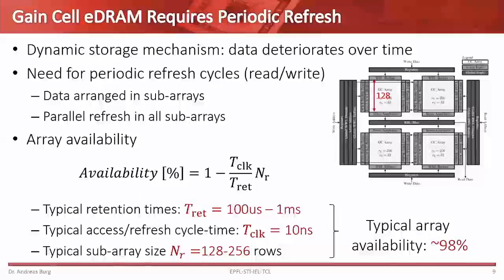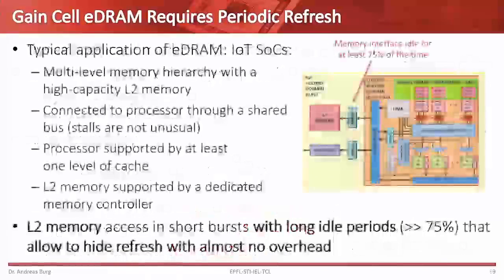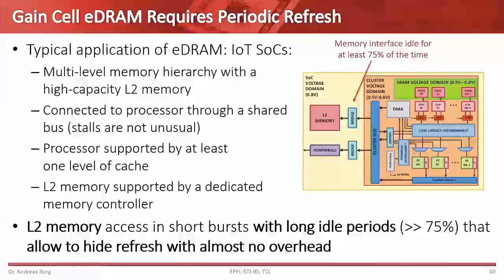We have a typical access time that is way below 10 nanoseconds, but let me assume we have a 10 nanosecond access time. And we would have a subarray size with 128 to 256 rows. So if you do the exercise, you do the math with those numbers, you'll find out that you have an availability of about 98%.